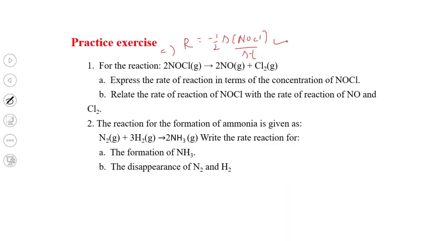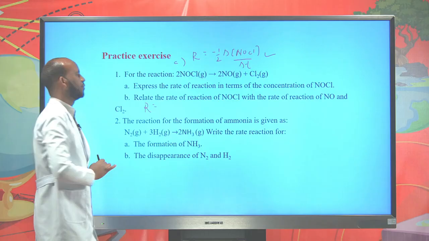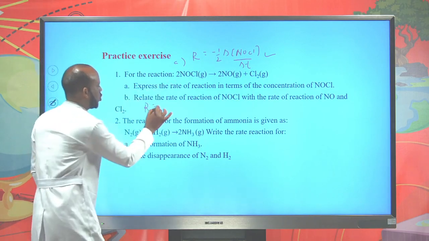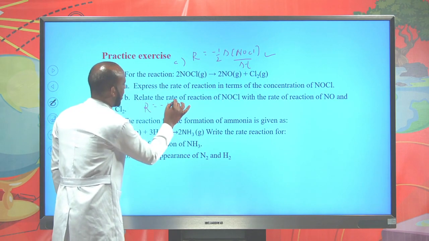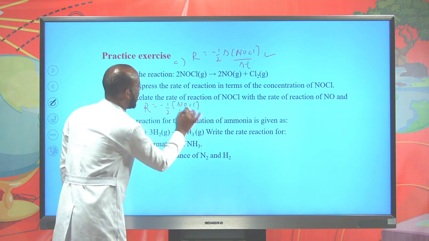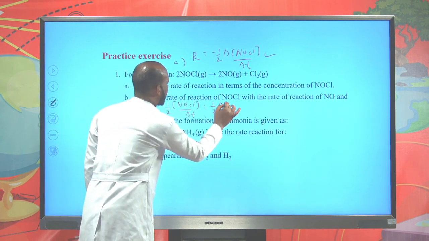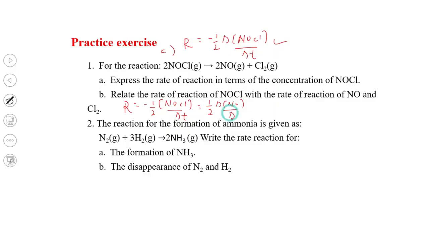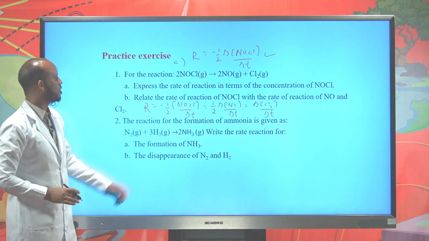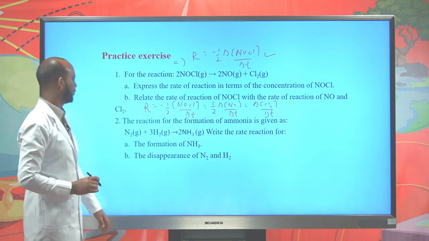B relates the rate of reaction of NOCl with the rate of reaction of NO and Cl2. Rate equals minus 1/2 change in concentration of NOCl divided by change in time, equals 1/2 change in concentration of NO divided by change in time, equals change in concentration of Cl2 divided by change in time. Here it relates the rate of the reaction of NOCl.